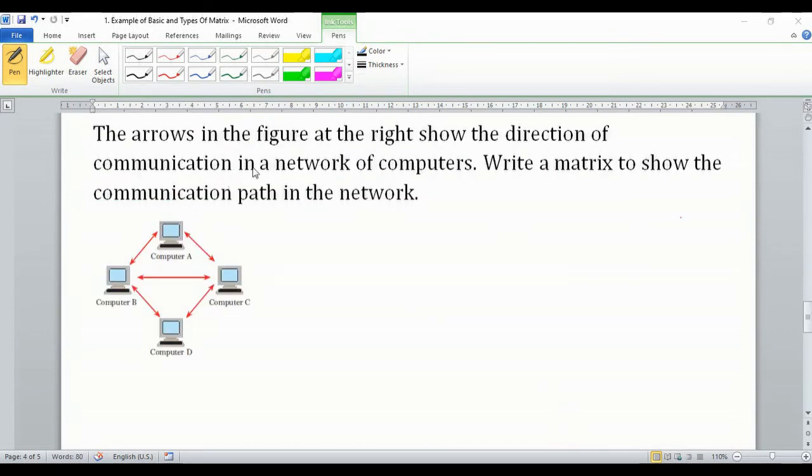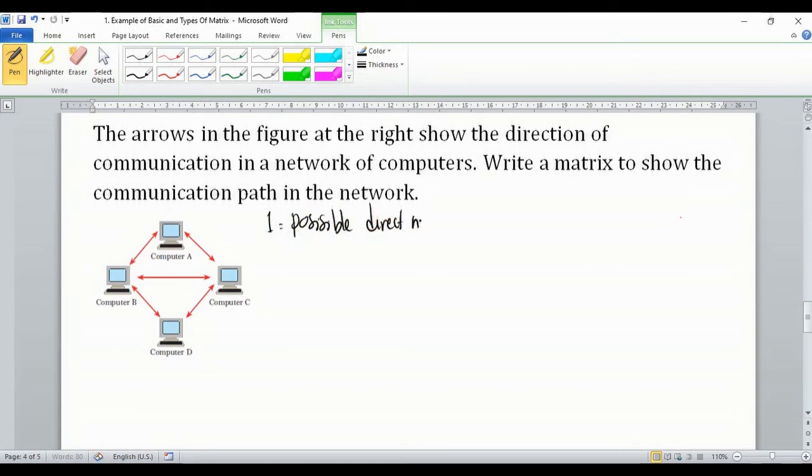Example: the arrows in the figure at the right show the direction of communication in a network of computers. Write the matrix to show the communication path in the network. Okay, everyone, because in here, they just ask whether it is possible or not possible. What is the meaning of possible? Possible is a direct link from one computer to another computer. So we give them 1 if possible.